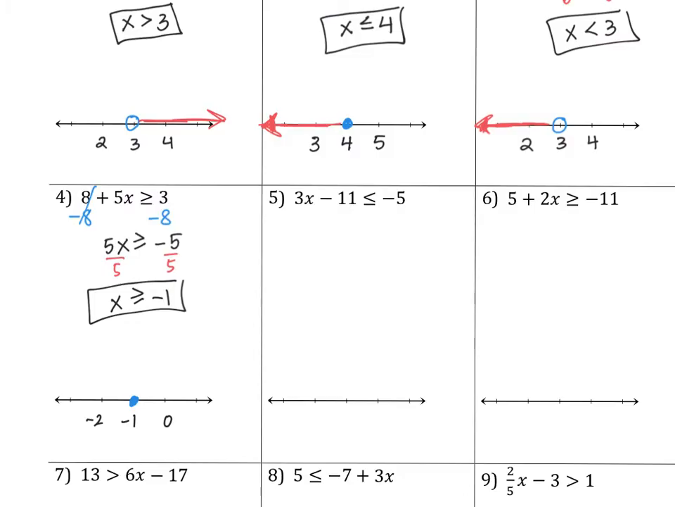Okay, and then I want to shade the values that are greater than negative 1. So if I want to be higher than negative 1, I want to go to 0, 1, 2, 3, 4, 5, 6, 7, 8, 9, 10. So everything to the right. And I'm going to color the arrow to show that I keep going.